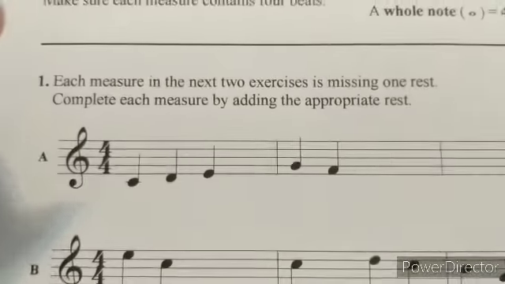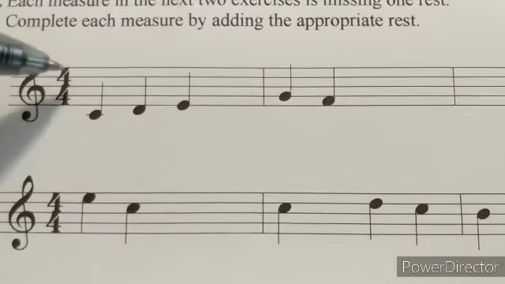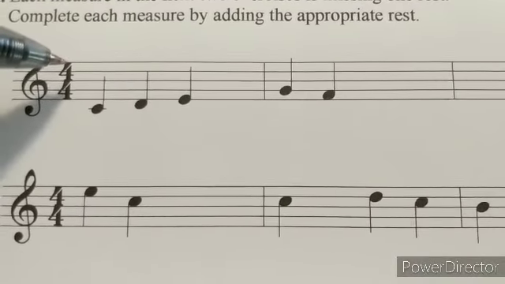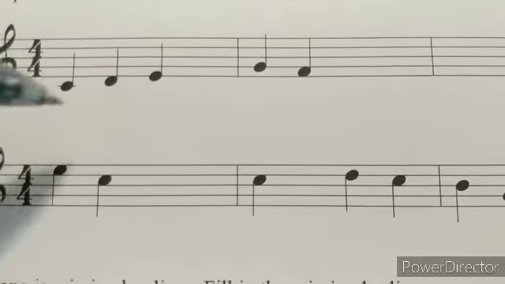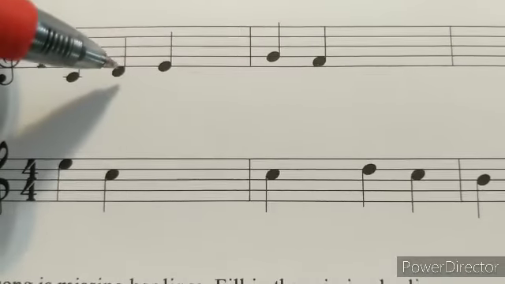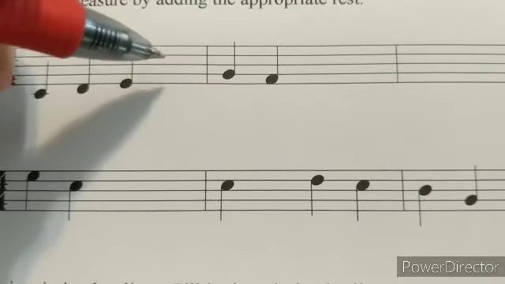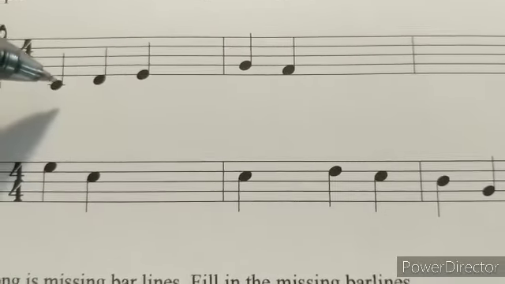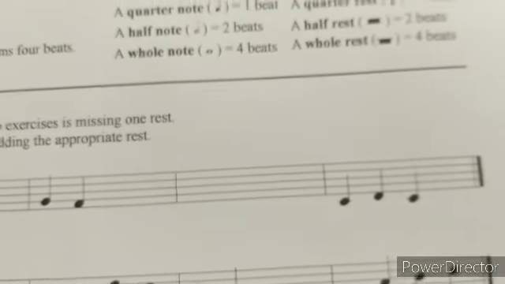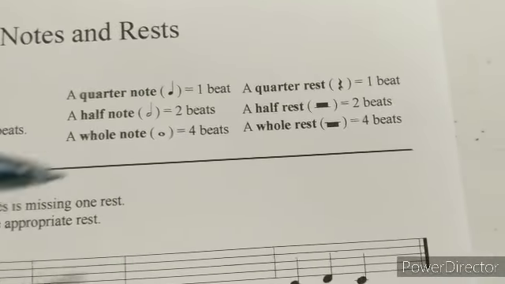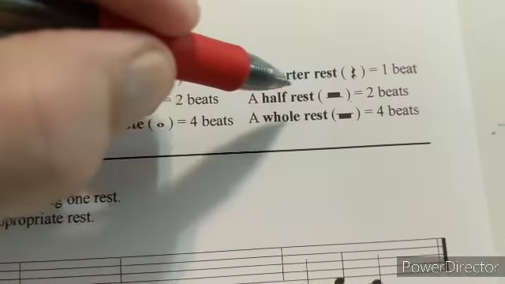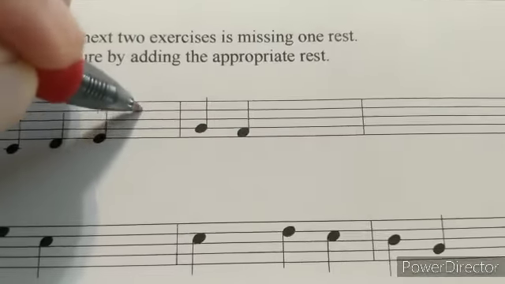So if we look at our first measure here, we're in 4-4. So that means we're going to have four beats in every measure. And we can see here we have 1, 2, 3 beats. We need something to fill in this space. If we have 3 beats, but we need 4, we need a rest that is worth 1 beat. So we're going to put a quarter rest into this measure.